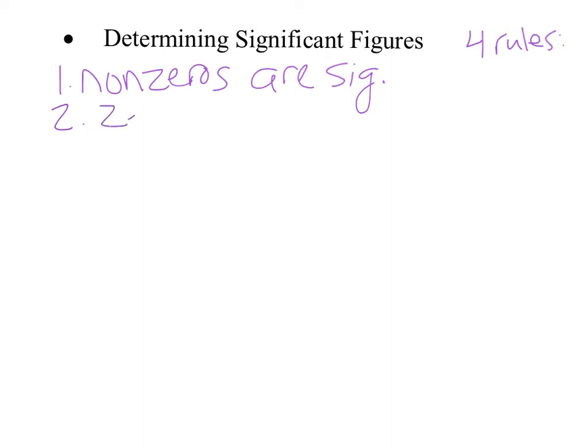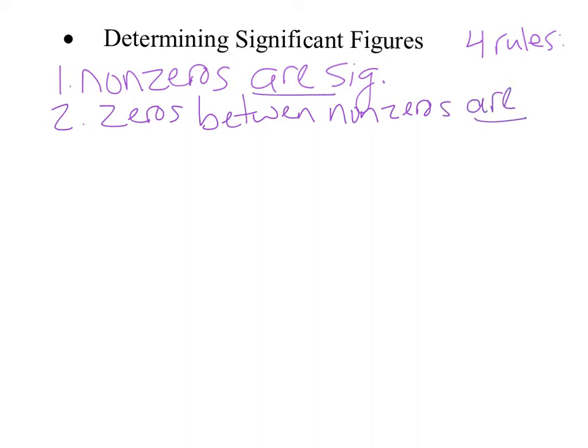Okay. Rule number 2. The zeros between non-zero digits are significant. So if I have a measurement that is 302, this 0 is, of course, considered significant. If the ones place is significant, then the tens place is, of course, significant. So if I look at how many significant digits are in this number, this has 3 significant digits. The hundreds place, the tens place, and the ones place are significant.